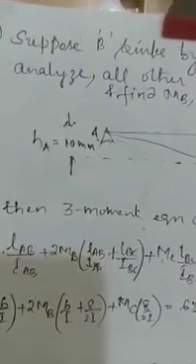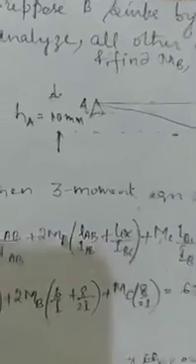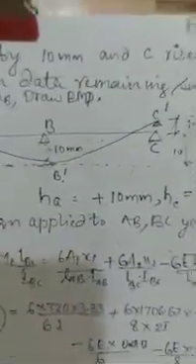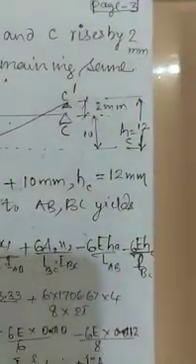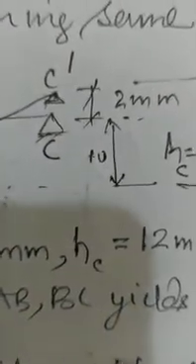In the earlier case, support B sank by 4 mm, support C sank by 2 mm. So now let us say the support B sinks by 10 mm and support C rises. Please note, support B sinks by 10 mm, as you can see here, whereas support C rises by 2 mm.